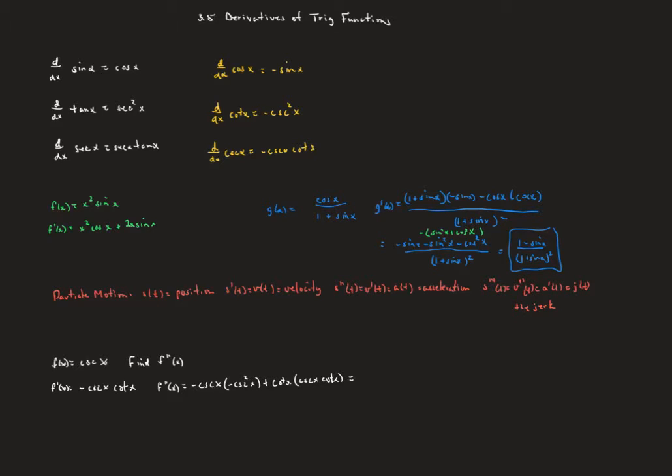So I think we can clean up a little bit. The first, negative cosecant times negative cosecant squared, is going to be a positive cosecant cubed x, and then we'll get a plus, and it looks like a cosecant x, and then we'll get a cotangent squared x out of that.